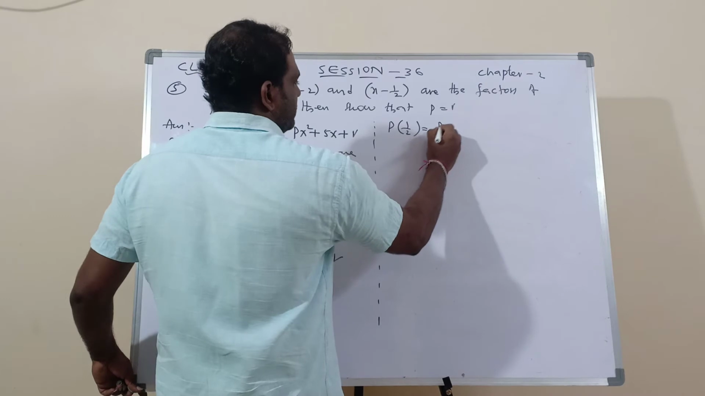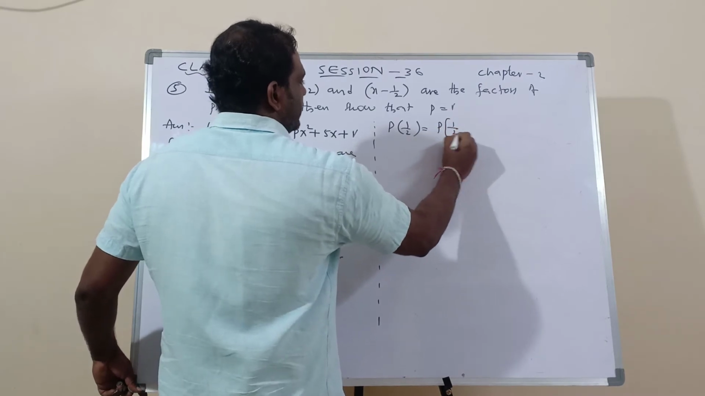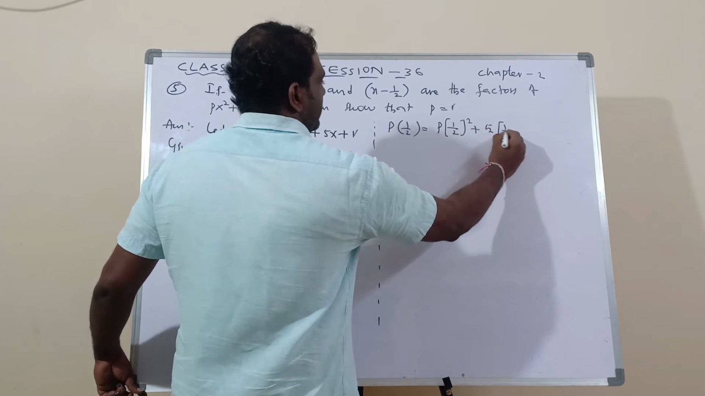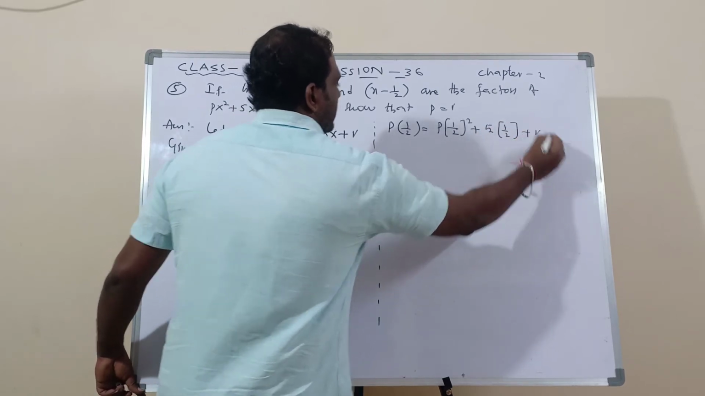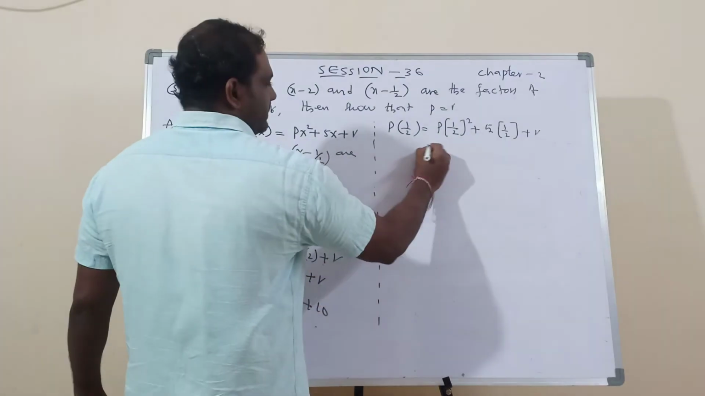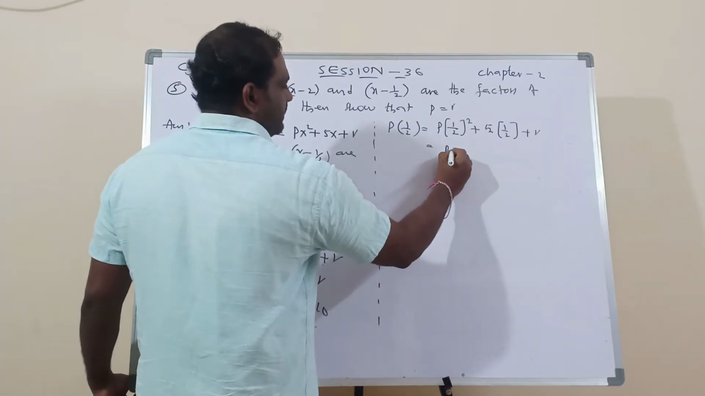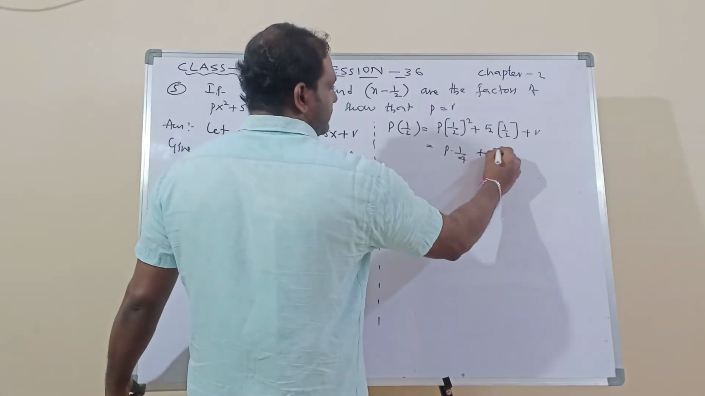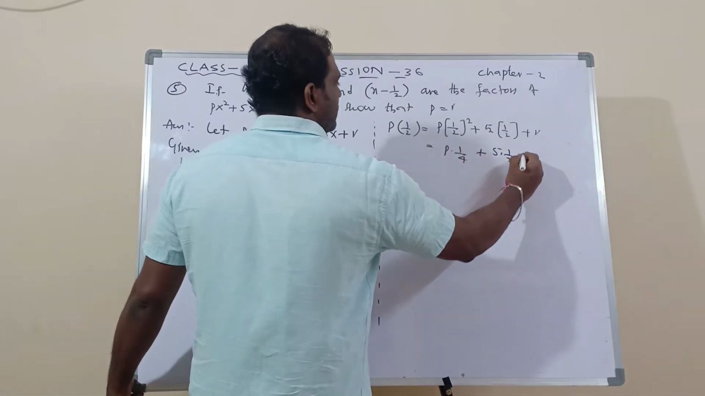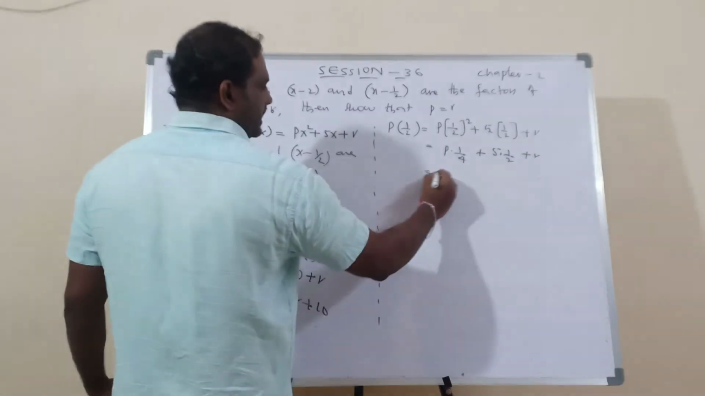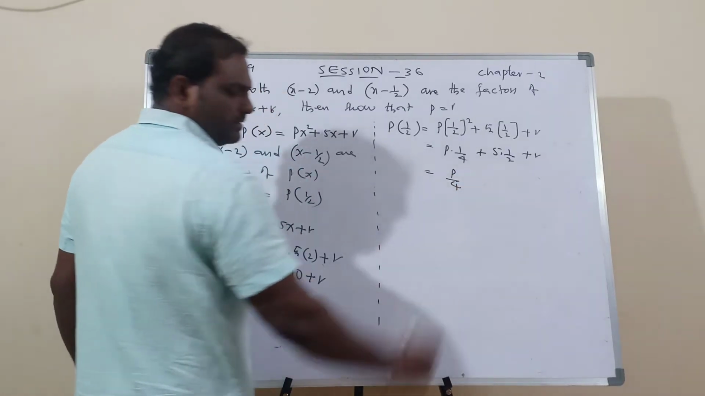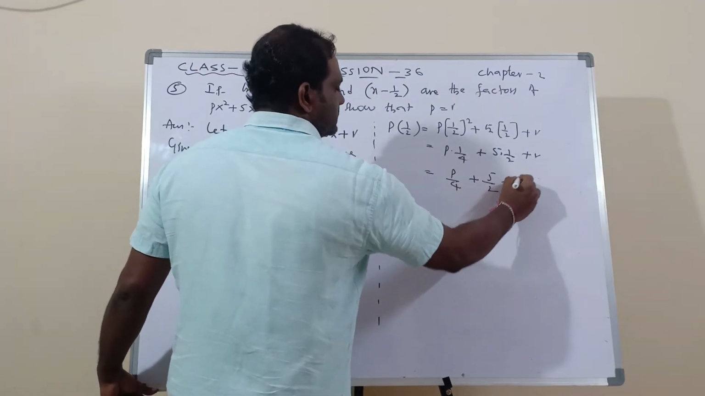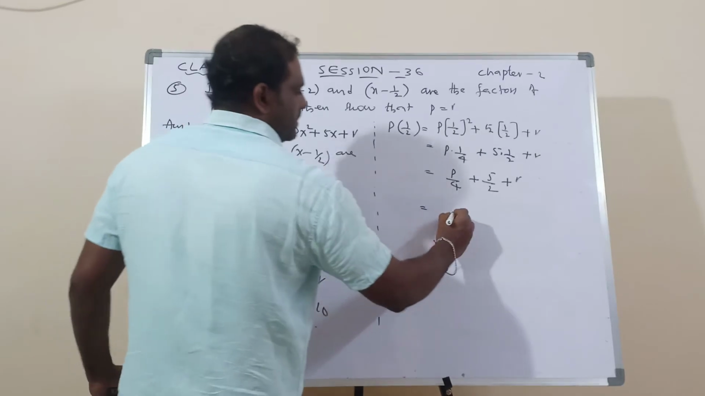So what will I get? P of 1 by 2 is p into (1 by 2) whole square plus 5 into 1 by 2 plus r. Now what is 1 by 2 whole square? It is p into 1 by 4, plus 5 into 1 by 2, plus r. So I can write directly p by 4 plus 5 by 2 plus r.